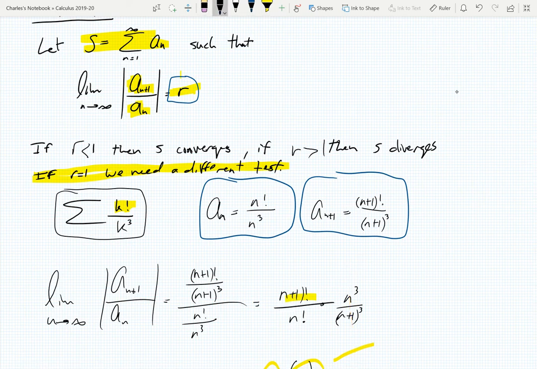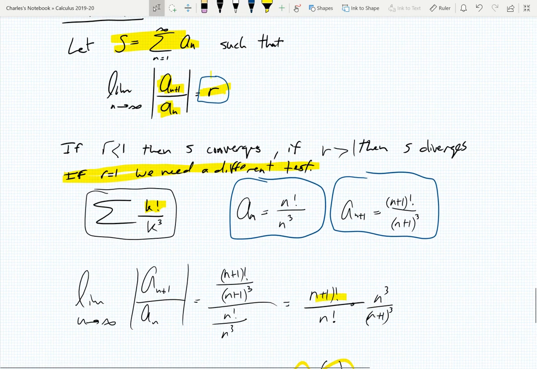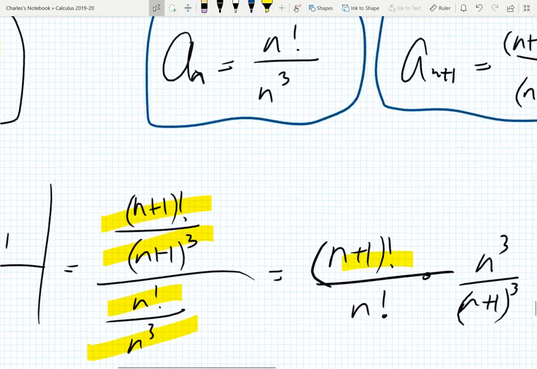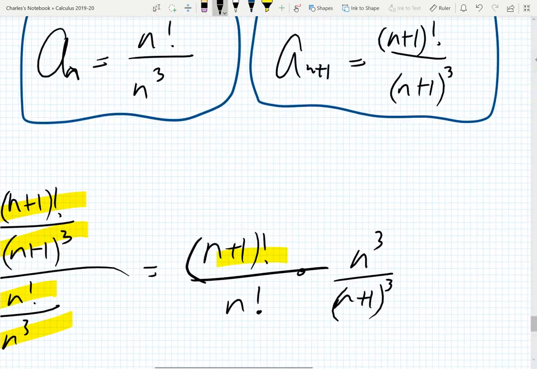I'm going to go through and I'm going to evaluate this. And so I'm going to put n plus 1 factorial over n plus 1 cubed over n factorial over n cubed. And what you'll usually do is a little bit of rearranging and shifting these things so that you can figure out what the limit is. So if I keep going with this, I get n plus 1 factorial over n factorial. I get n cubed over n plus 1 cubed.